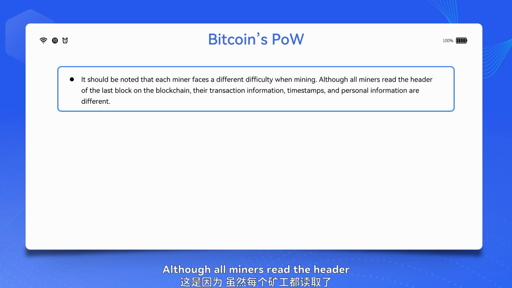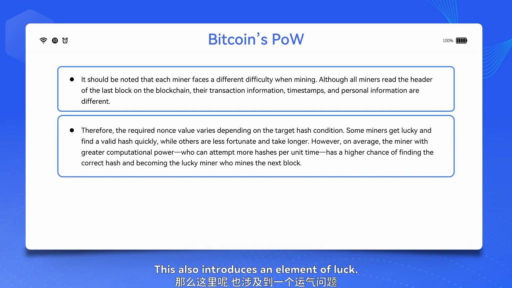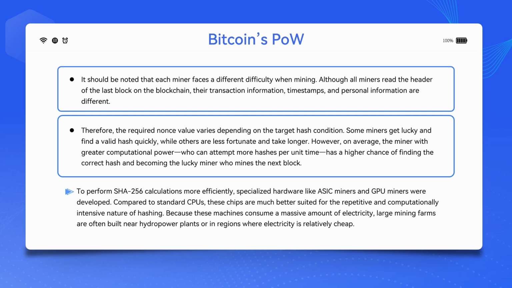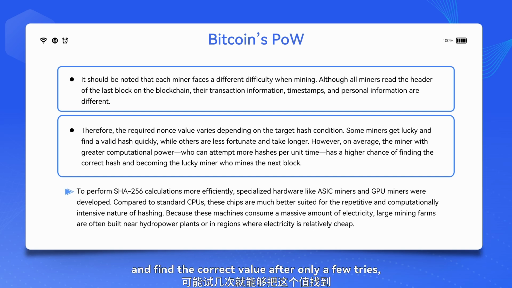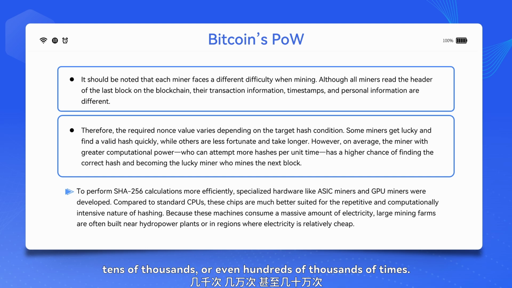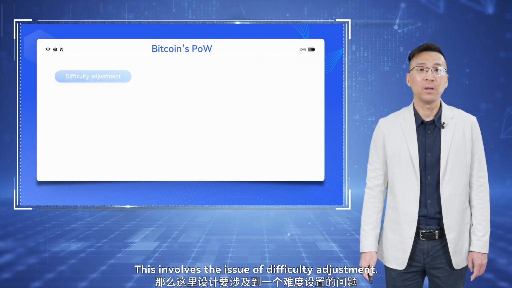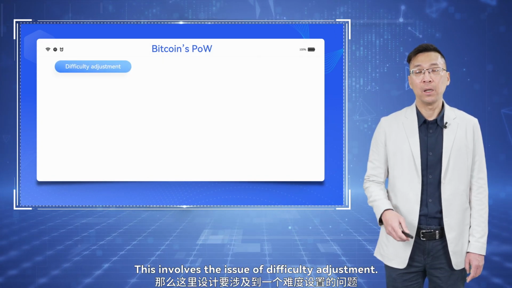Although all miners read the header of the last block on the blockchain, their transaction information, timestamps, and personal information are different. This also introduces an element of luck. Some miners may be lucky and find the correct value after only a few tries, while others may have to try thousands, tens of thousands, or even hundreds of thousands of times. This involves the issue of difficulty adjustment.